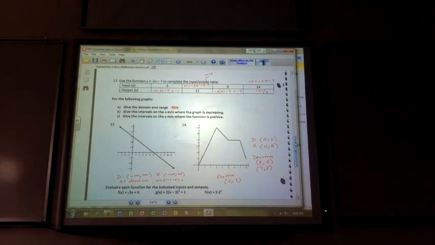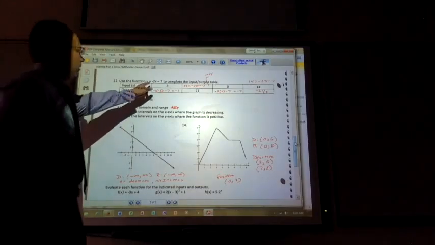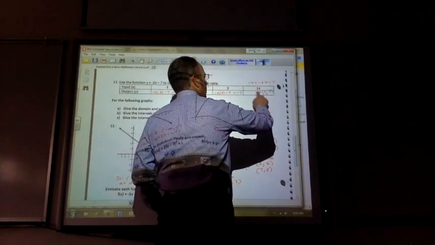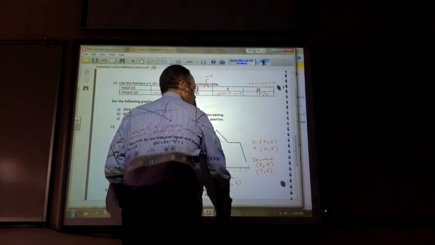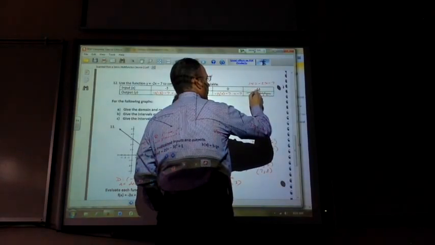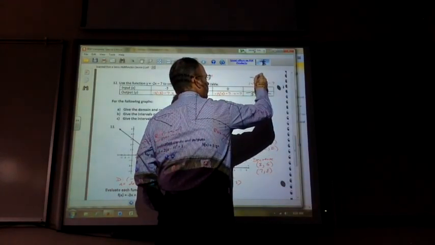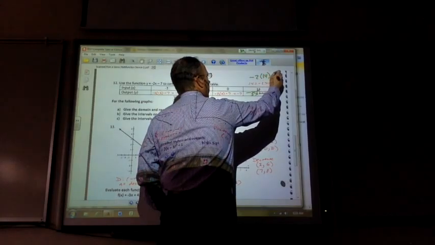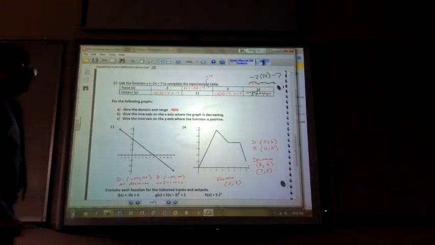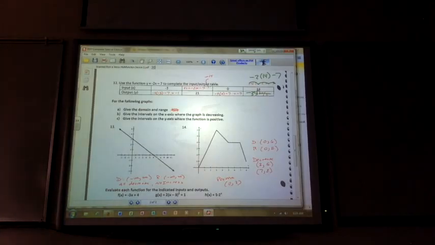Oh, I made a mistake. I plugged 14 in, that should go in for the x, so that's -28, -28 minus 7. That should have been -35. I can't erase it. Should have been -35, because it should have been -2 times 14 minus 7, which gives me -28 minus 7, which is -35. Sorry about that.